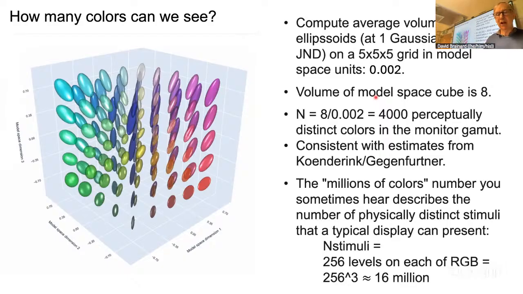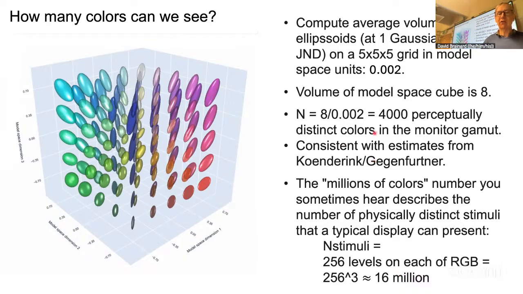Sometimes you hear millions of colors, and just to dispense with that, that's a calculation of the number of stimuli, about 16 million distinct physical stimuli you could present on an 8-bit monitor where R, G, and B were each coded as 256 levels. The cube of that is about 16 million. So when you hear millions of colors, it's a physical number, not perceptual.